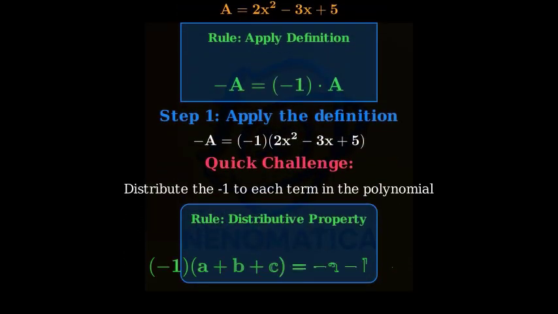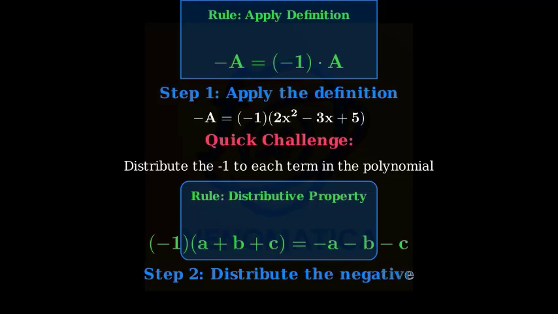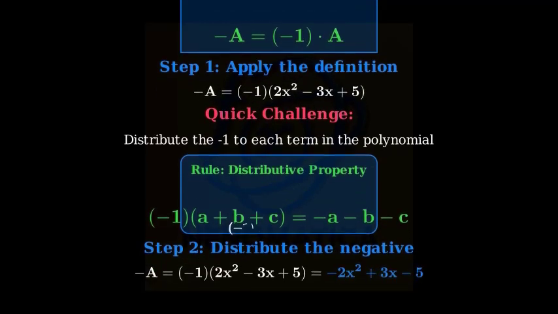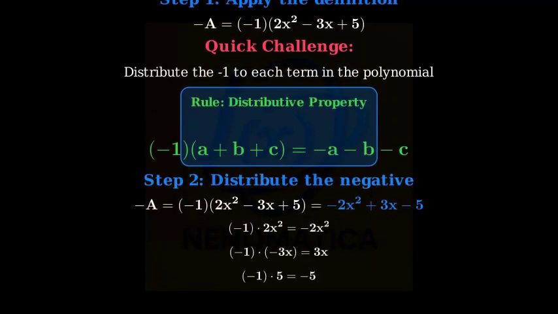Let's summarize what we've learned. The additive inverse of a equals 2x squared minus 3x plus 5 is negative a equals -2x squared plus 3x minus 5.